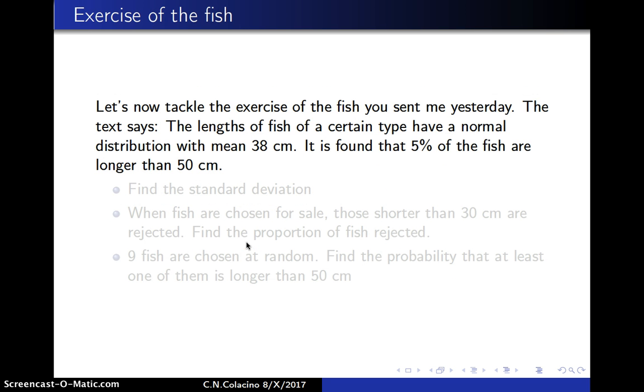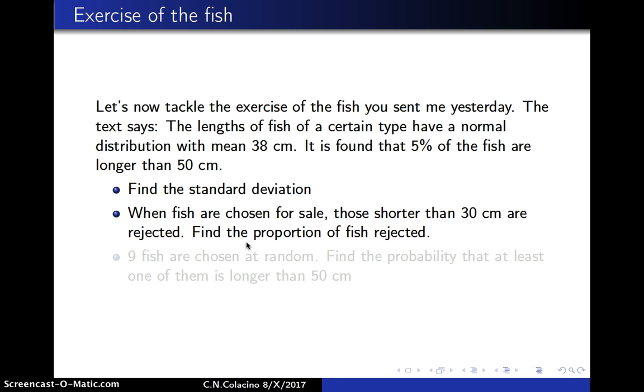Some of you sent me an exercise about fish. The text said, the lengths of fish of a certain type have a normal distribution with mean 38 centimeters. It is found that 5% of the fish are longer than 50 centimeters. There were three questions. A. Find the standard deviation. B. When fish are chosen for sale, those shorter than 30 centimeters are rejected. Find the proportion of fish rejected. C. 9 fish are chosen at random. Find the probability that at least one of them is longer than 50 centimeters.